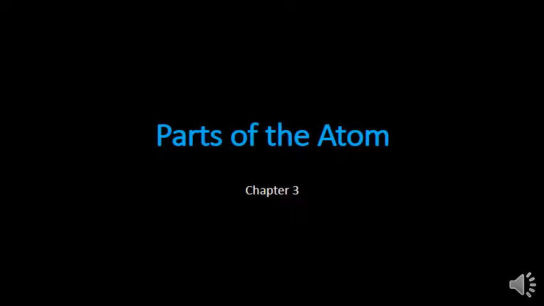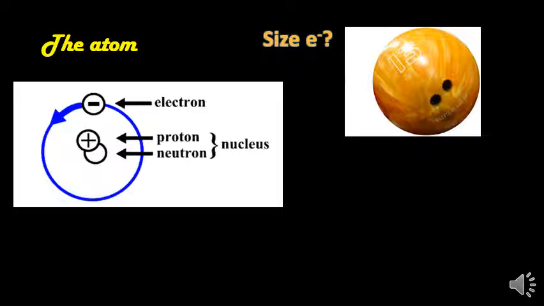Now we're going to dive into parts of the atom. There's three main parts to the atom: the electron, the neutron, and the proton, which are both located in the nucleus of the atom. Note the charge on the proton is positive, the charge on the neutron is neutral, and the charge on the electron is negative.